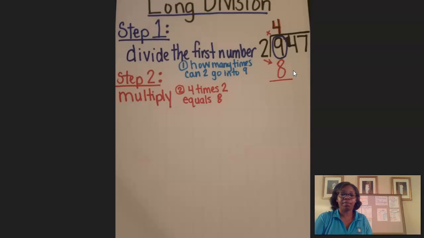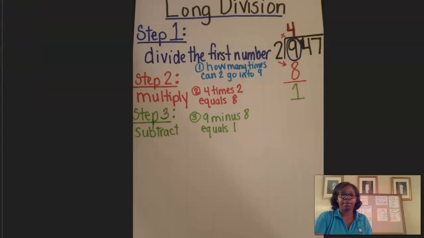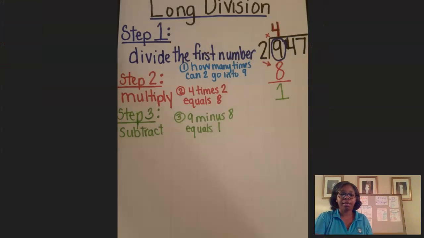So step 1 is divide. Step 2 is multiply. Step 3 tells us to subtract. We're going to subtract 8 from the 9. And you can see I forgot to put my subtraction symbol right there. But 8 from 9 equals 1. All right, so that was our third step, to subtract.